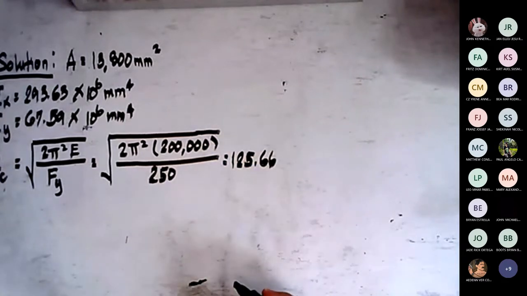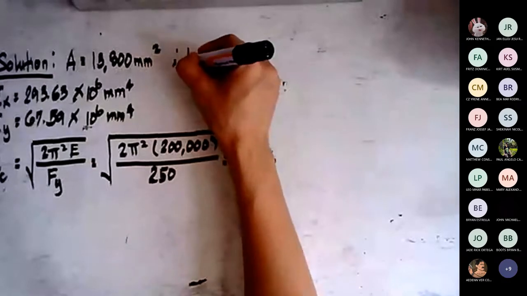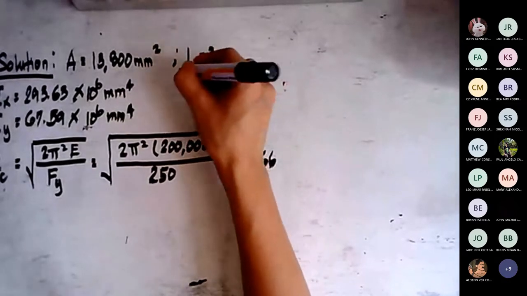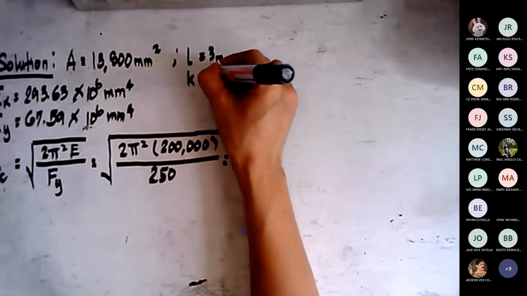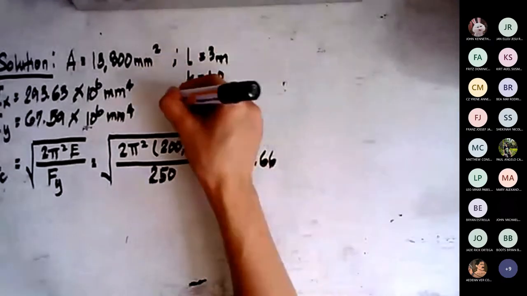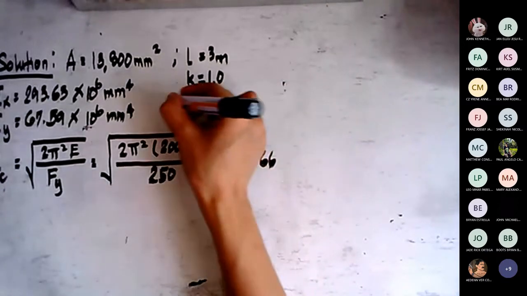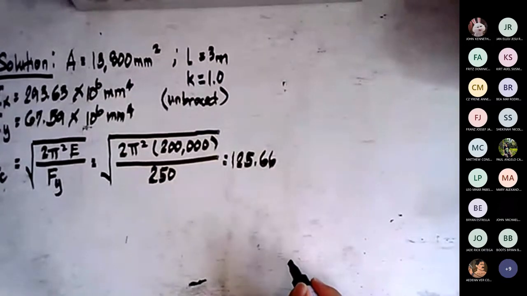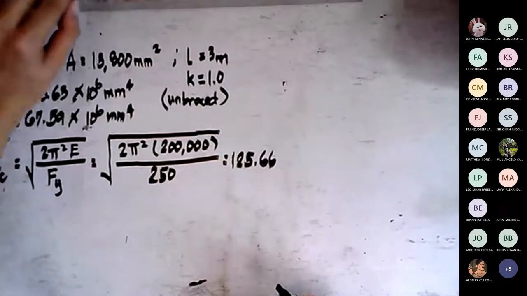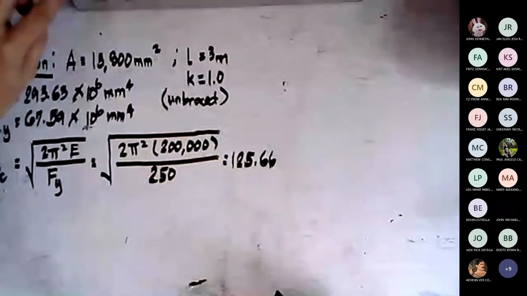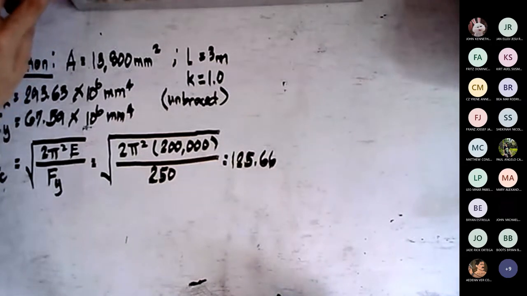125.66. And according to the problem, the column is unbraced. The unbraced length of the column is 3 meters. So therefore, K is equals to 1.0. This is unbraced. So we are going to use the value for K, which is equals to 1. So we are going to try the section A.